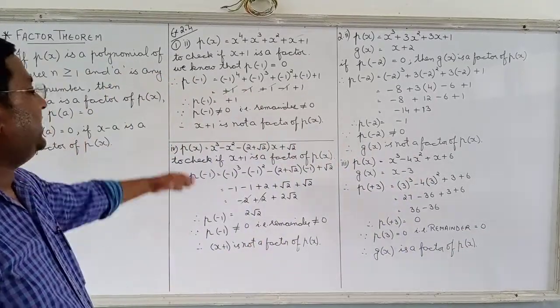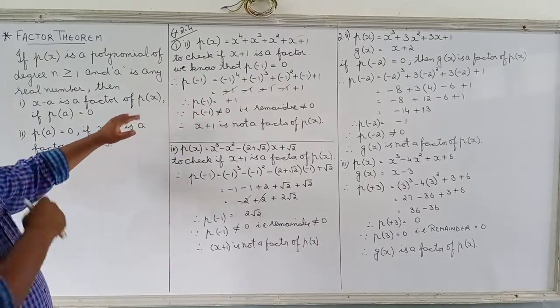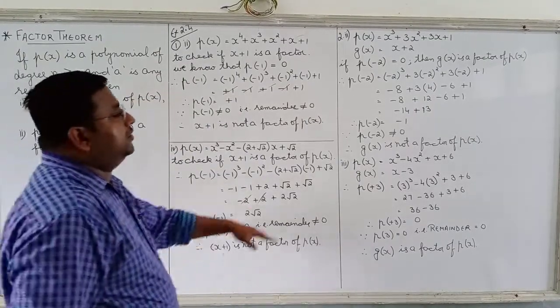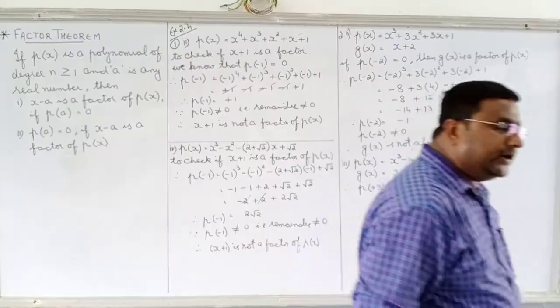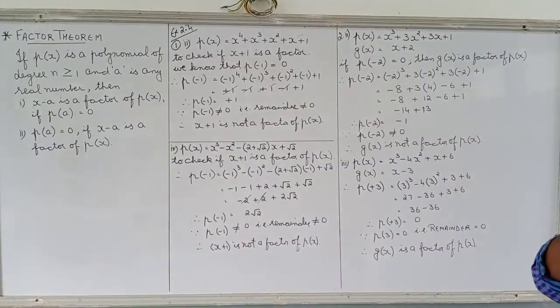Clear? So you can see we discussed factor theorem in two of them. What do we mean by factor? What does the remainder mean? What does the factor mean? I hope it is clear. This is the factor theorem that we have to discuss. In the previous lecture we discussed the remainder theorem. Both the theorems are important.